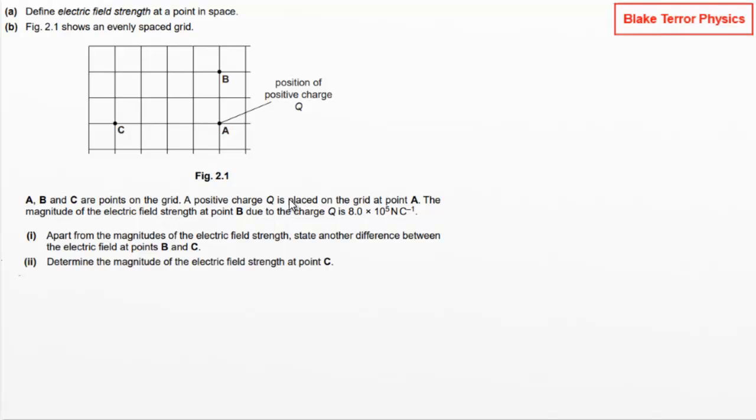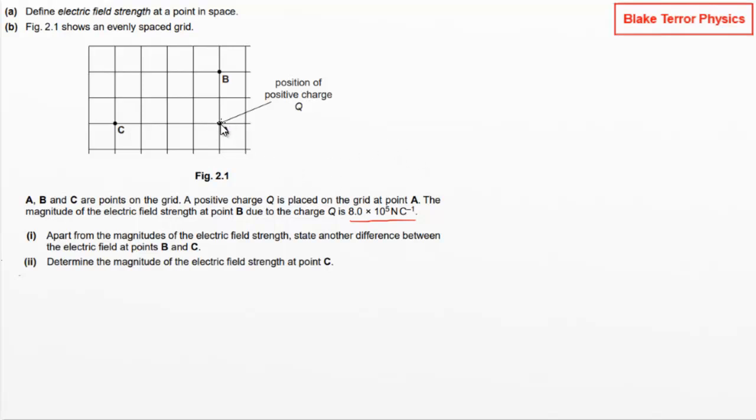Part B, we've got an evenly spaced grid with a positive charge Q at point A. The magnitude of the field strength at point B is 8 times 10 to the 5 newtons per coulomb. Apart from the magnitudes of the electric field strength, state another difference between the electric fields at points B and C. Right, electric field strength is the force per unit positive charge, because we're asking what would happen if we put a positive charge into the electric field. That gives us the direction that the charge would move in.